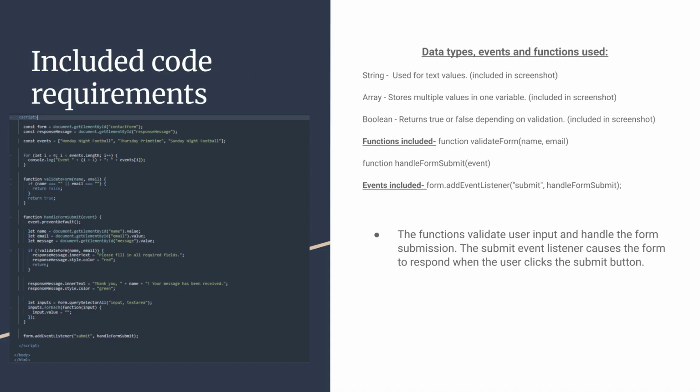And lastly, we have our slide about the code requirements. We have the following data types: string, used for text; array, used for storing multiple values in one variable; and the boolean, that returns true or false depending on the validation. We also have our functions that validate user input and handle the form submission. And we have the submit event listener that causes the form to respond when the user clicks the submit button.